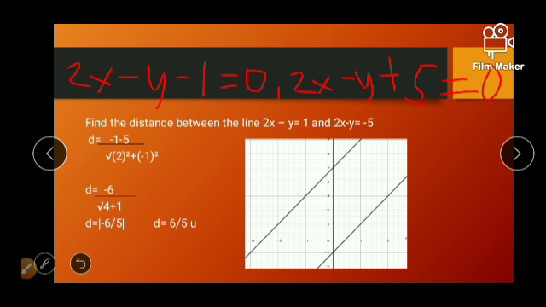Now we can substitute the given values. So d equals the absolute value of negative 1 minus 5 over square root of 2 squared plus negative 1 squared. d equals negative 6 over square root of 4 plus 1, so that the distance between the given parallel lines is the absolute value of negative 6 over square root of 5 units, or 6 over square root of 5 units.